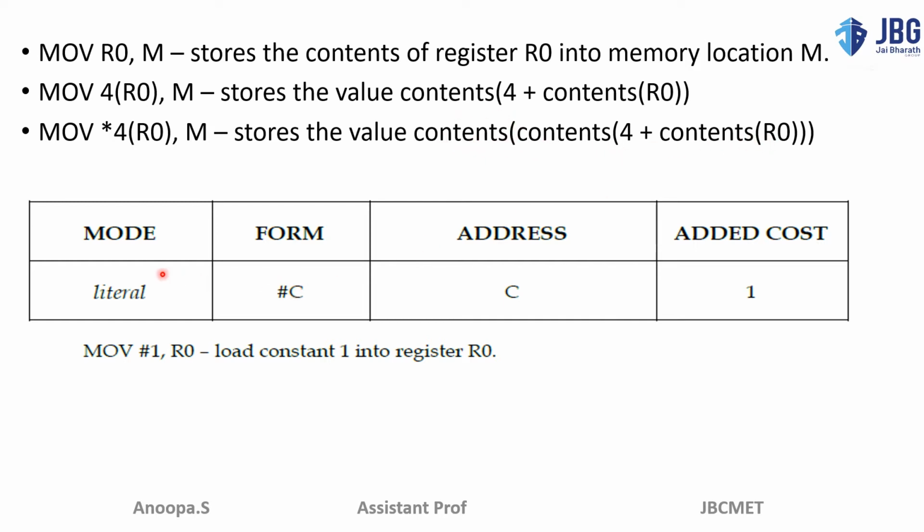Then one more mode is literal mode, in which the value is directly given and there also the added cost is taken as 1. For example, move #1, R0, you have to load the constant 1 into the register R0. So these are the addressing modes that are available in our target machine example.